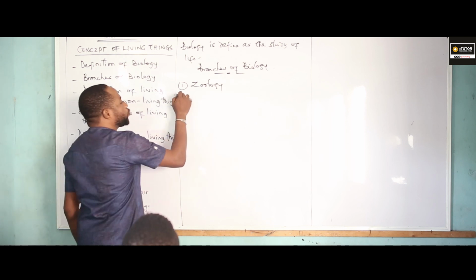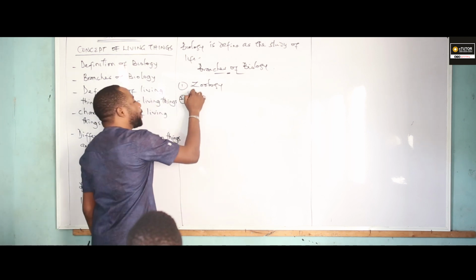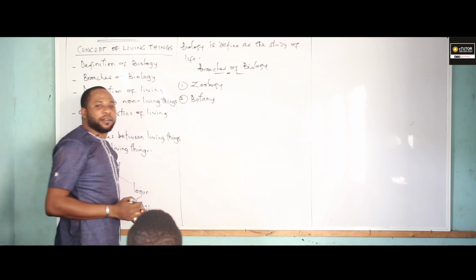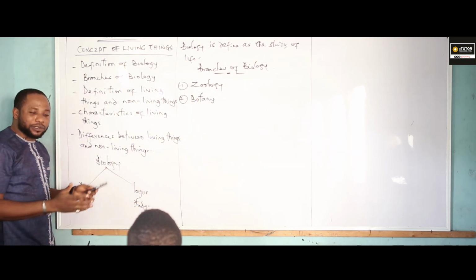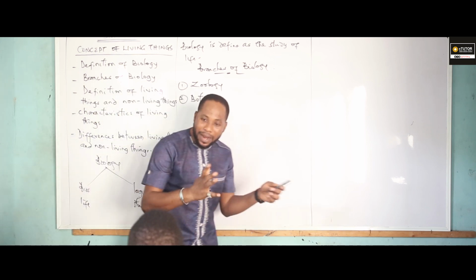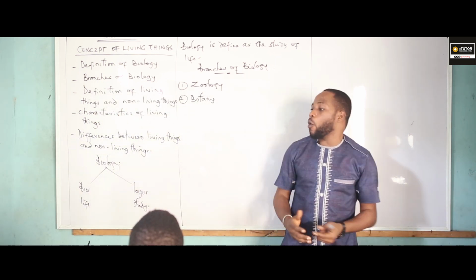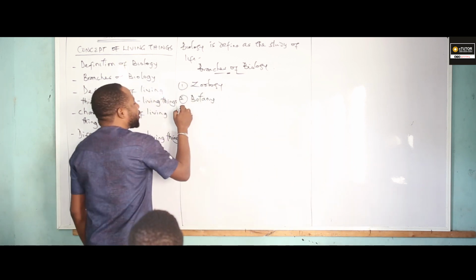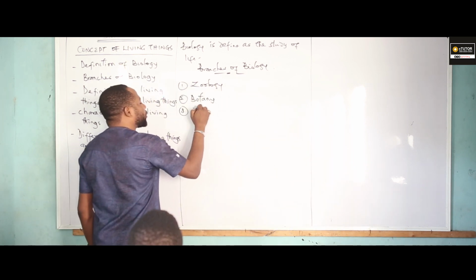Number two branch of biology, we have botany. Botany is a branch of biology that deals with plants. It studies everything about plants. You understand that?